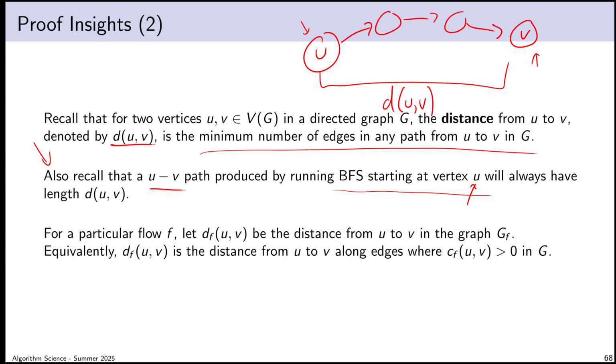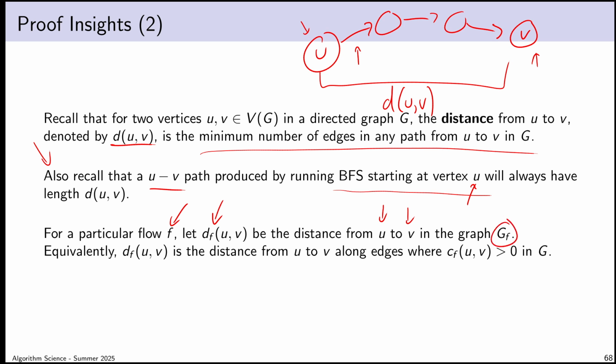Okay, I want to generalize that notation a little bit because we want to talk about augmenting paths. And we know that augmenting paths aren't just arbitrary paths in the graph, they're paths along edges that have some residual capacity, so non-zero residual capacity. And of course, to know the residual capacity, you have to know a particular flow for our flow network. Okay, so for a particular flow f, let's define d_f(u,v) to be the distance from u to v in the residual network G_f.